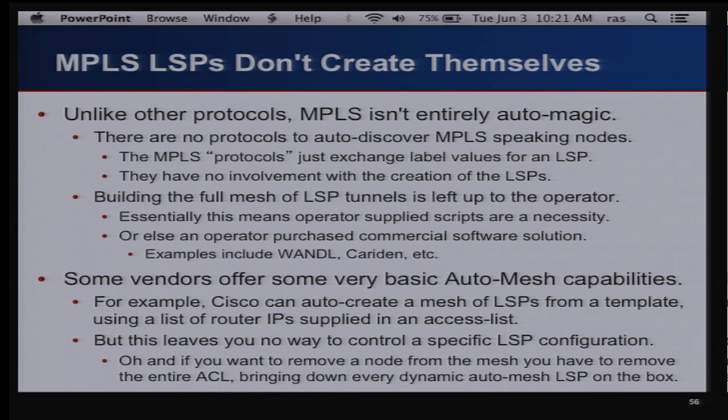But there are some vendors that offer some very basic auto mesh capabilities too. For example, in Cisco IOS, you can pass it a list of all the routers in your network via an access list, and it will go create an auto mesh to those networks. The downside is that it leaves you very little control over your network. For example, if you need to remove a node from that mesh, it turns out you need to remove the entire ACL. So it's not a very scalable system. Juniper doesn't offer anything like this at all. They say, if you have commit scripts and op scripts, go use that. So essentially, it's up to the operator to find a solution for creating all these LSPs.